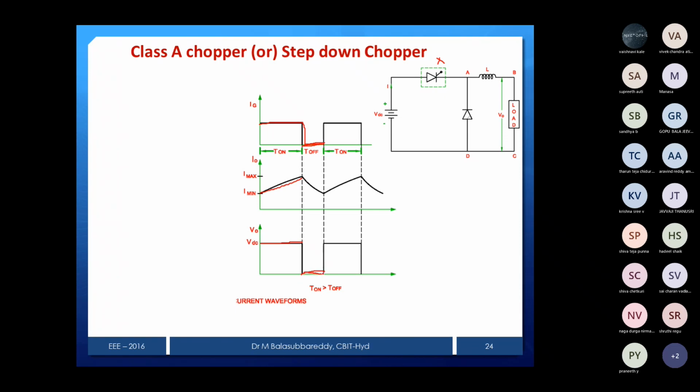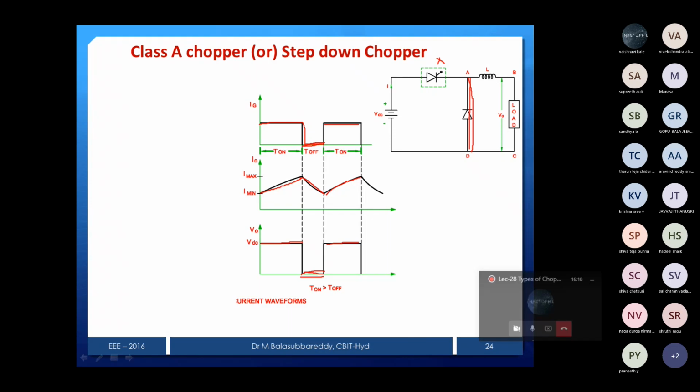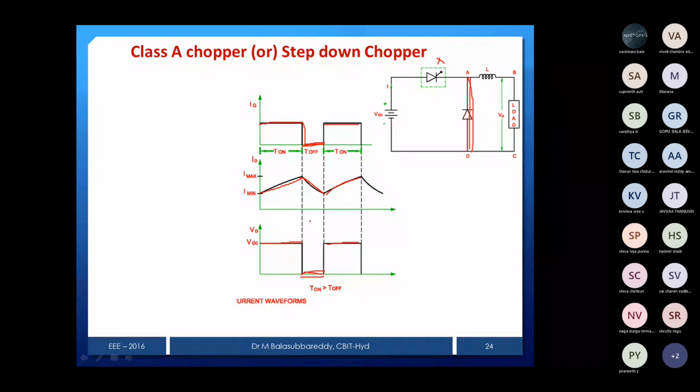Why is the output voltage 0? Because the diode is conducting. If the diode is conducting, automatically the load is short circuited. That's why the output voltage is 0, and the current will gradually decrease. And again when the pulse is given, the current will gradually rise, and the output voltage is the same as the source. This is the waveform, once you give the firing pulse to the chopper and withdraw the firing pulse from the chopper. So in that instance, we can see that the waveform will be like this.